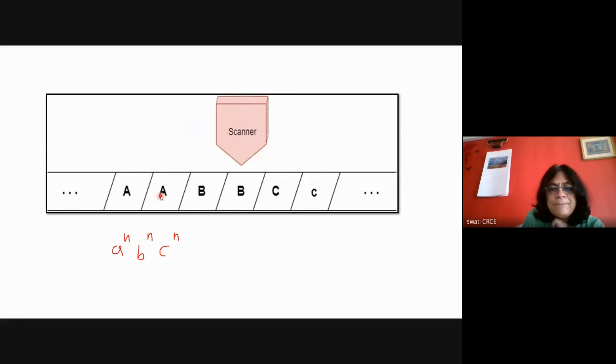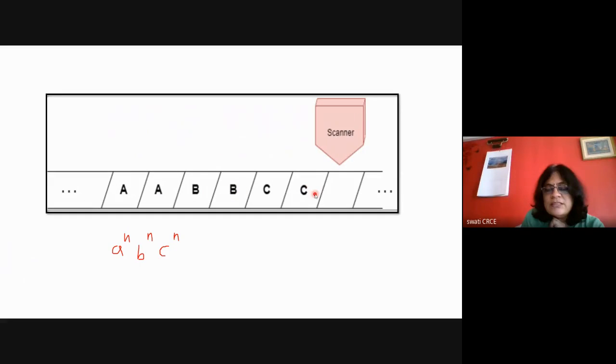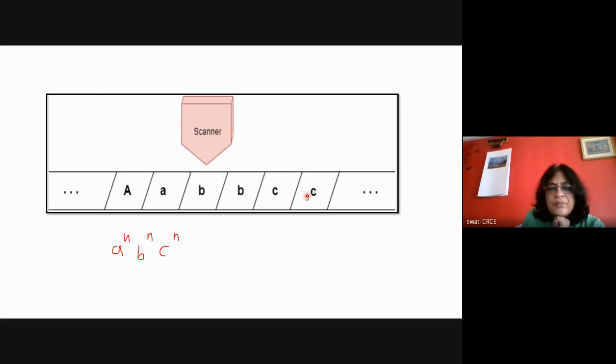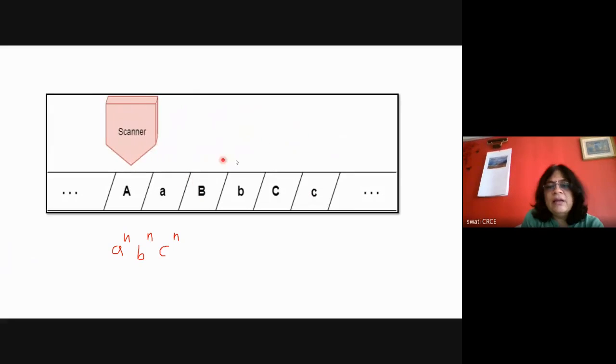Again, it goes back. For this, a is replaced with capital A, another b is replaced with capital B, and the second c is replaced with capital C. And now it is going back, trying to find any A. It is not getting any A, so it should not get any small b and it should not get any small c. And if it gets a blank here, then it is correct.